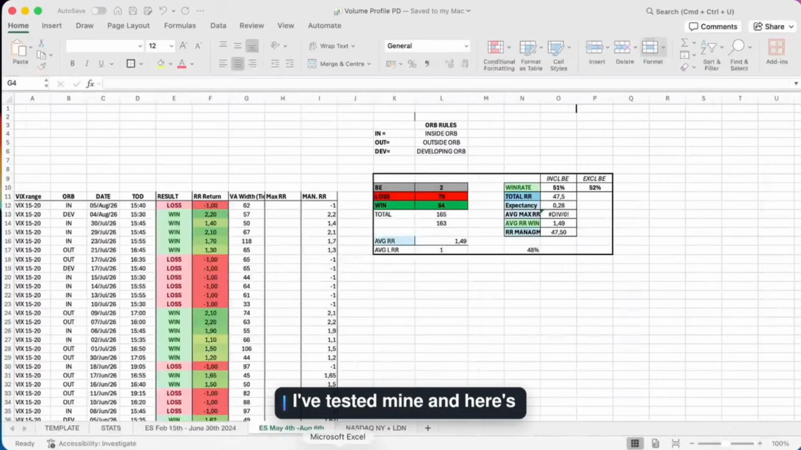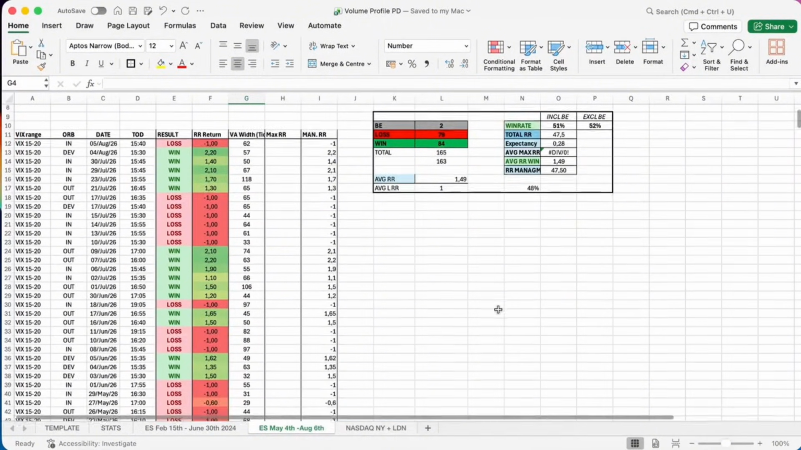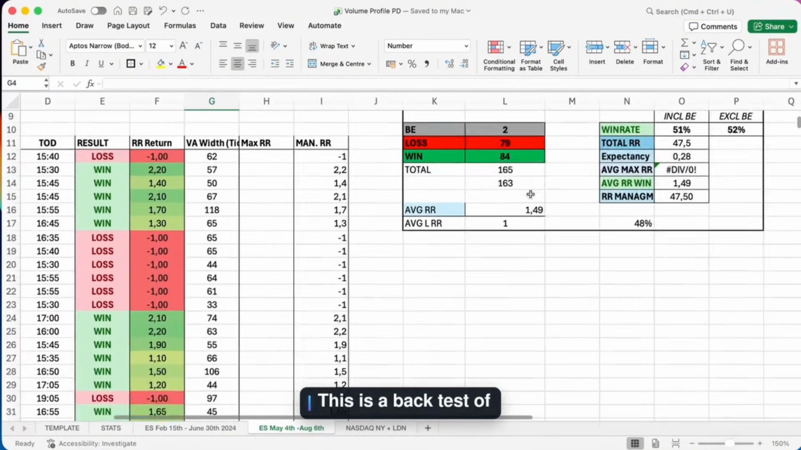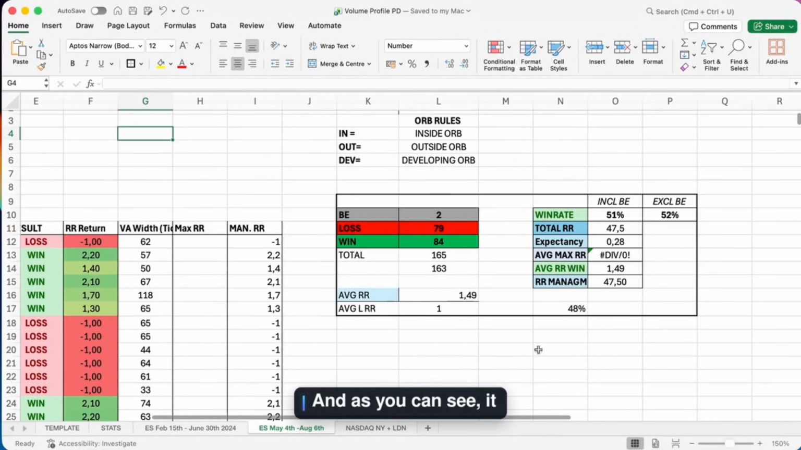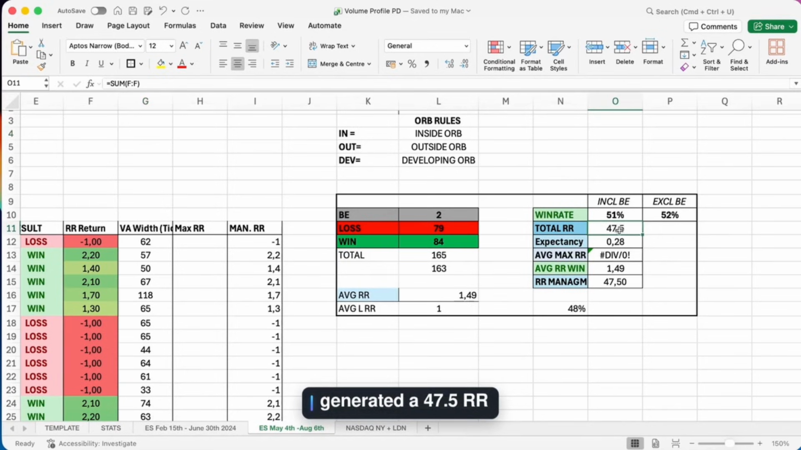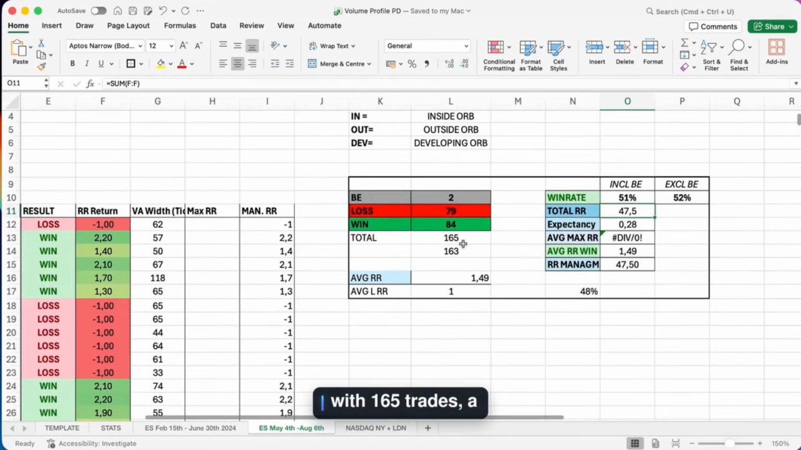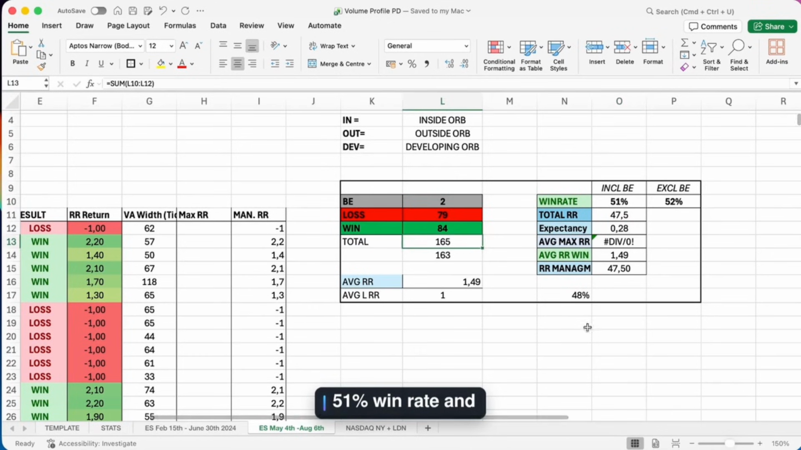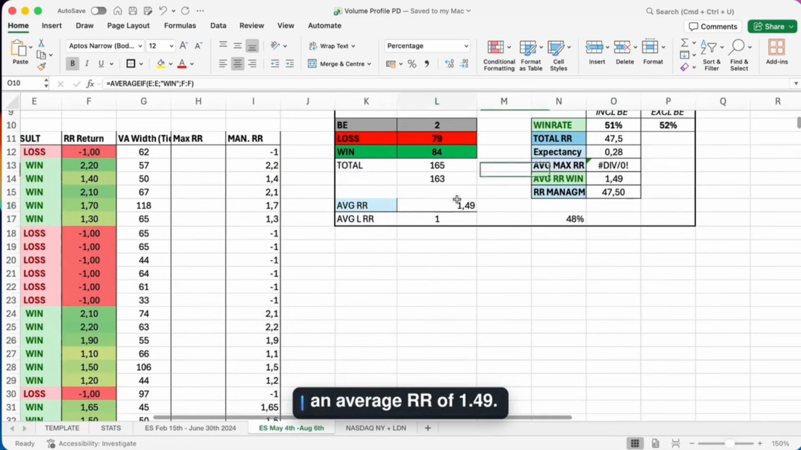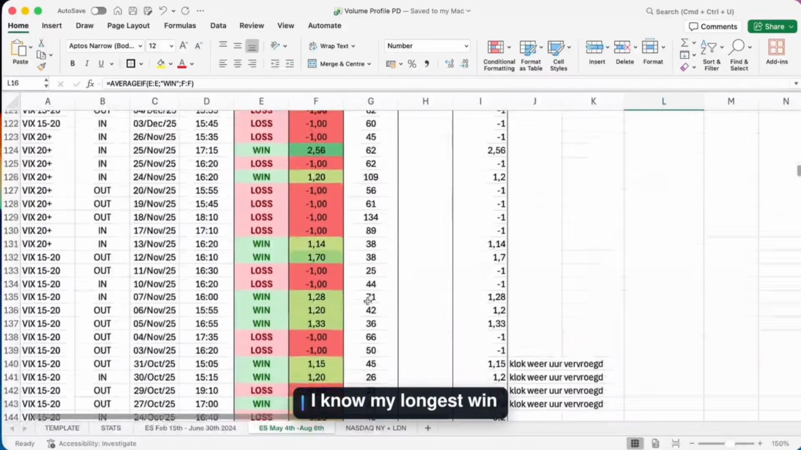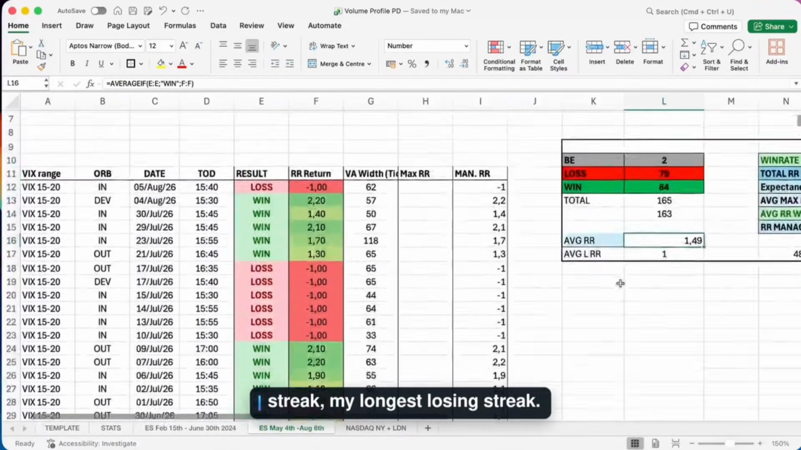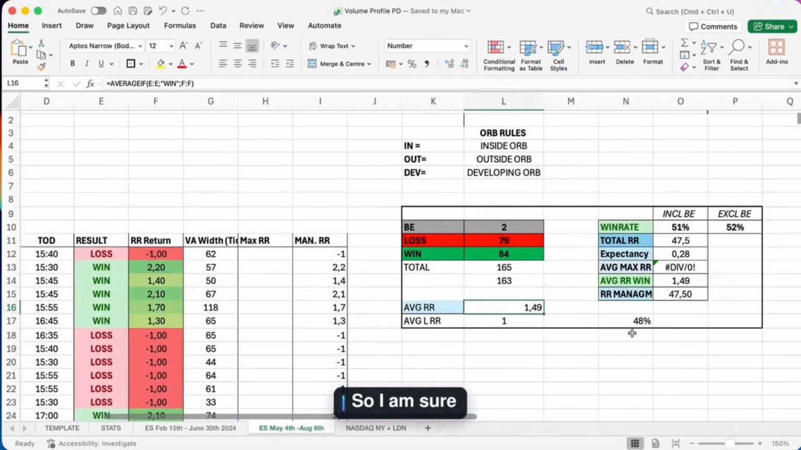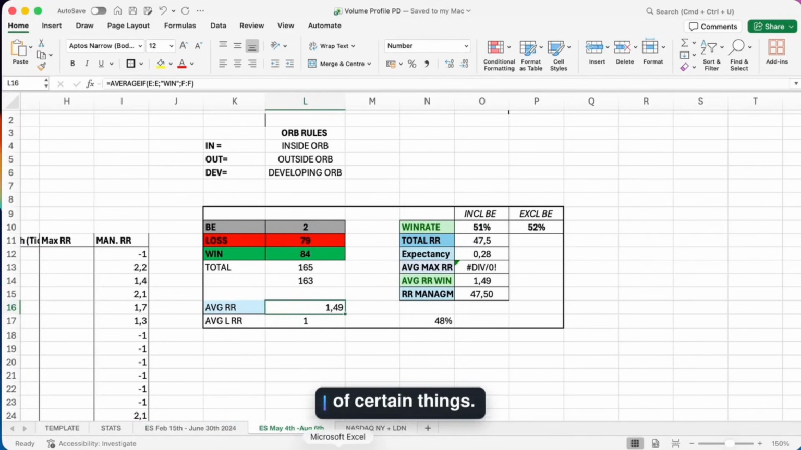I've tested mine, and here's a small example of the backtests that I've done. This is a backtest of the past year, and as you can see, it generated a 47.5 RR with 165 trades, a 51% win rate, and an average RR of 1.49. It has ups and downs. I know my longest win streak, my longest losing streak. I've even done some filtering, so I am sure of certain things.